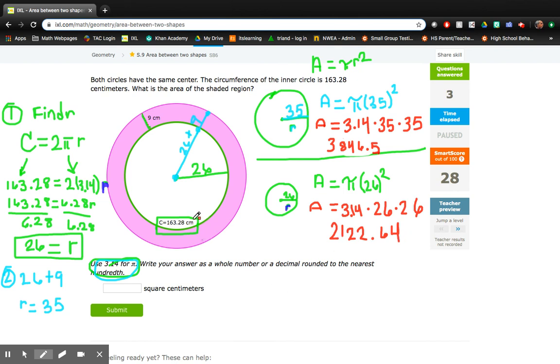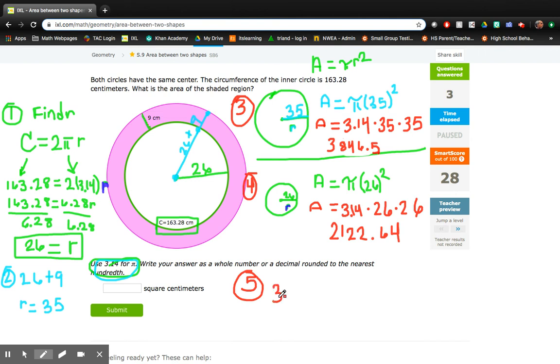All right, and I hadn't labeled these, but step 1 was finding little r using the circumference formula. Step 2, add the little r and the given. Step 3, find the area of the big circle. Step 4, find the area of the little circle. Fifth step, just subtract the white area from the big circle, and that will give you the pink.